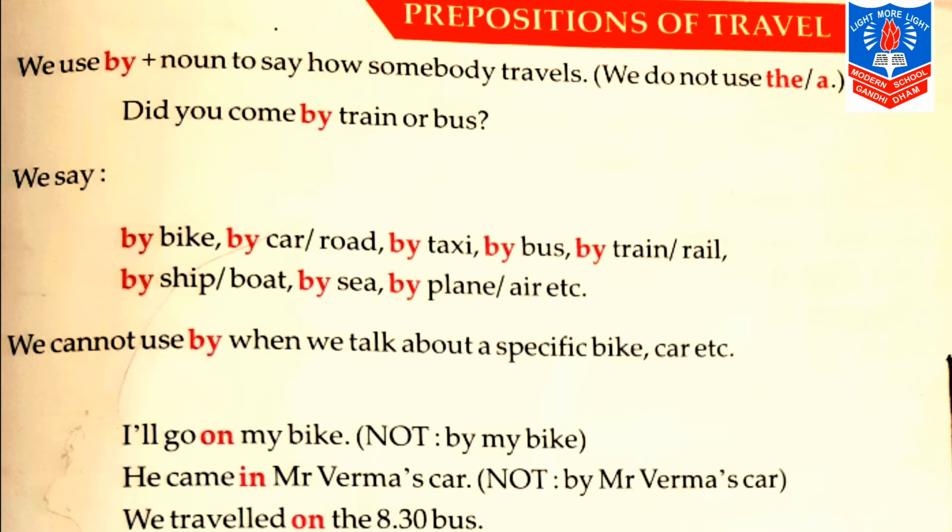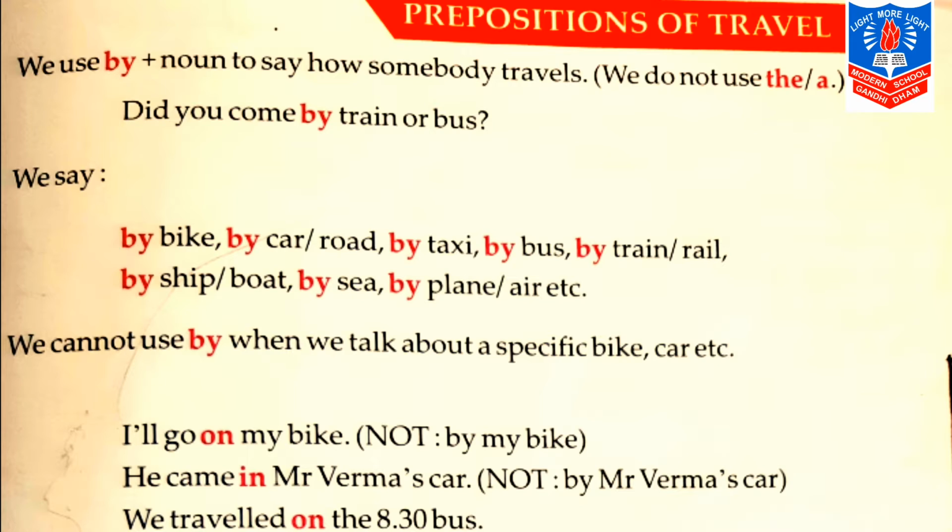So, topic is prepositions of travel. We use by plus noun to say how somebody travels. We will not use the or a article. For example, you can say, did you come by train or bus? At that time, we will not use the or a. What we will say? Did you come by train or bus? What is noun here? That is train or bus is your noun, and we will add by.